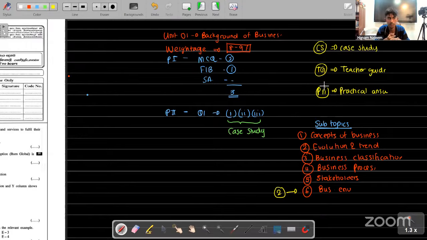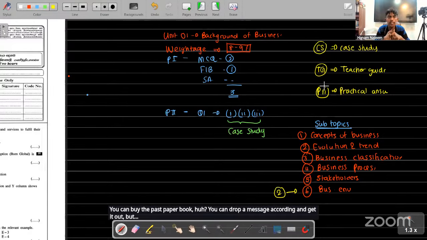You can buy the past paper book. You can drop a message to the coordinator and get it, but try to buy quickly because the stocks are finishing. If it finishes, it will take some time to restock it.